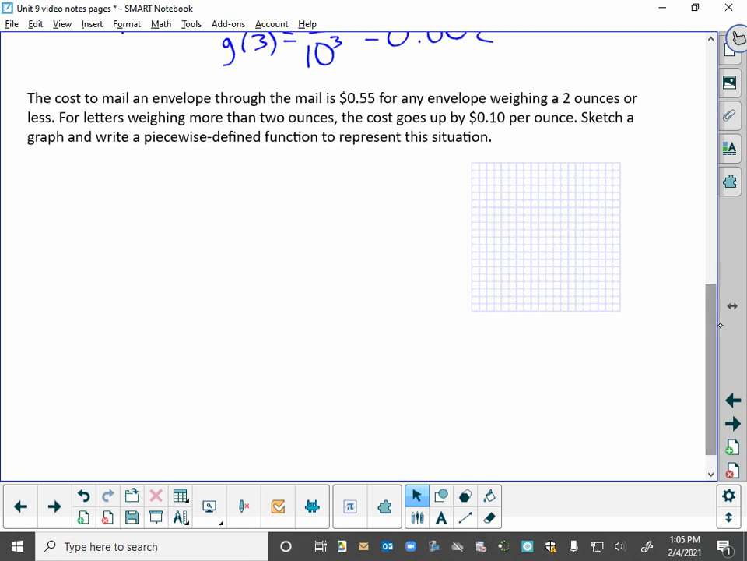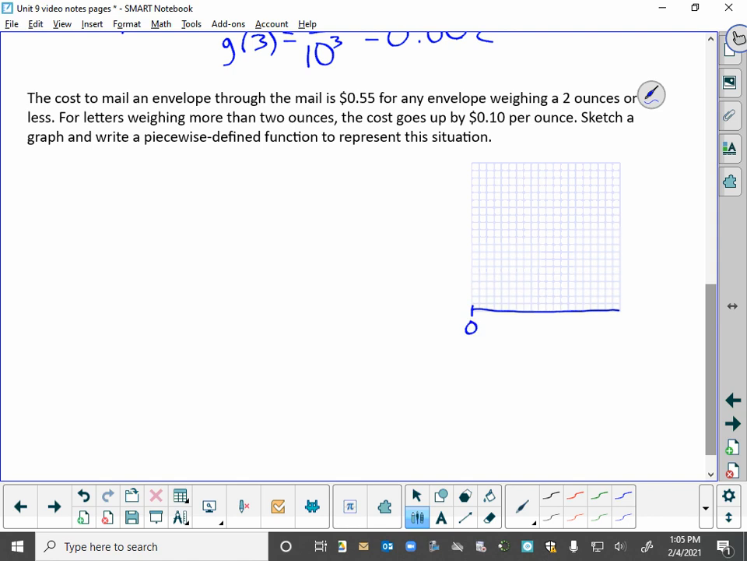Finally, here's his story. Go along with this. The cost to mail an envelope through the mail is 55 cents for any envelope that weighs 2 ounces or less. And for letters that weigh more than 2 ounces, the cost goes up by 10 cents per ounce. Sketch a graph and write a piecewise defined function to represent the situation. Okay. Well, there's an easy implied domain here, at least the bottom end of the domain, because we can't try to mail something that weighs 0.